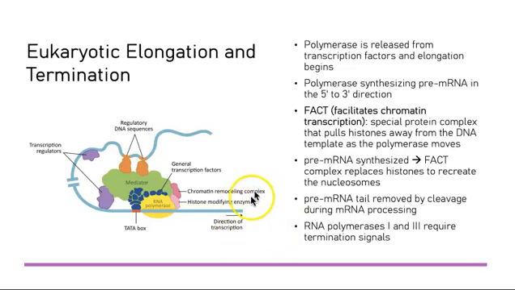And then once we head down to the end, our pre-mRNA tail is going to be removed by cleavage during the mRNA processing phase that we're going to talk about in the next section. And our two polymerases, polymerase I and III, are going to be required to give termination signals.